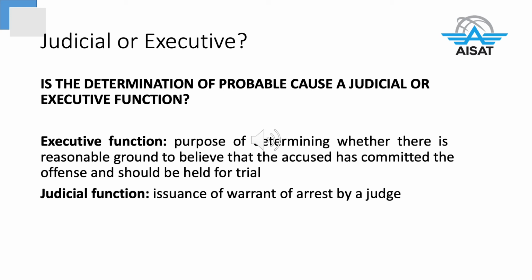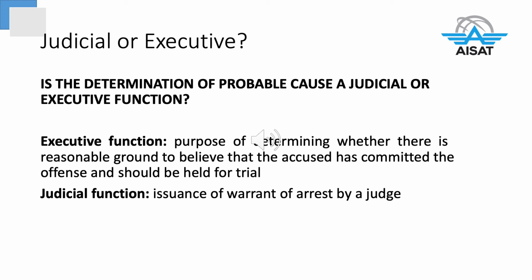Now, it depends who. There are two people who can determine probable cause. First, it is an executive function, and second, it can be a judicial function. Now, what's the difference? Let's read. Executive function: the purpose of determining whether there is a reasonable ground to believe that the accused has committed the offense and should be held for trial. The other one is judicial function: issuance of warrant of arrest by a judge.